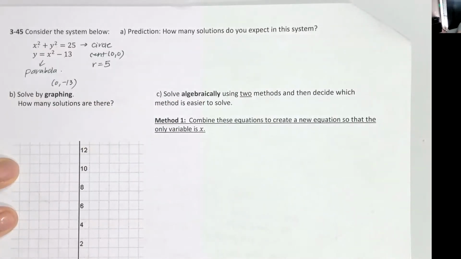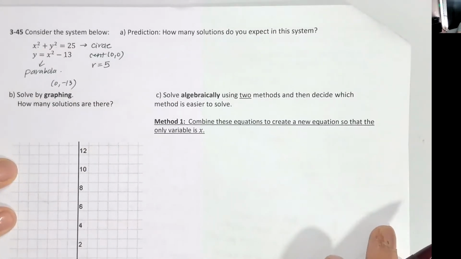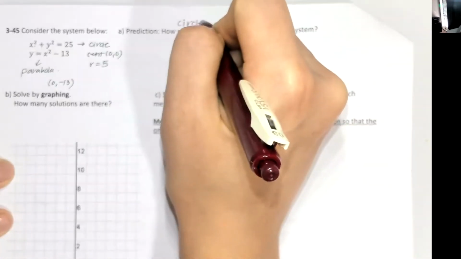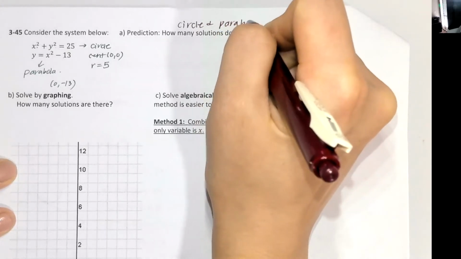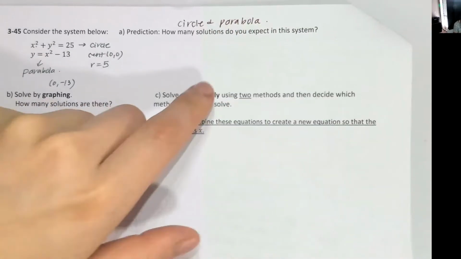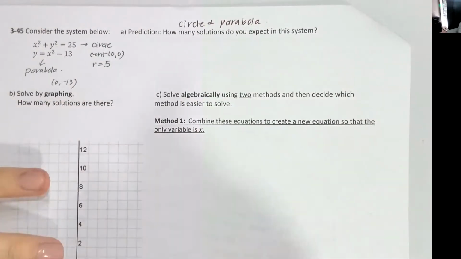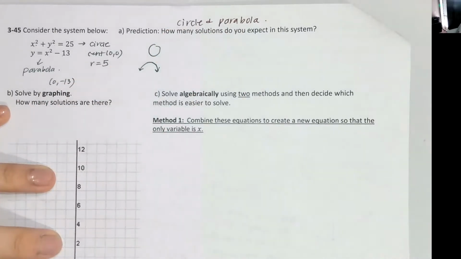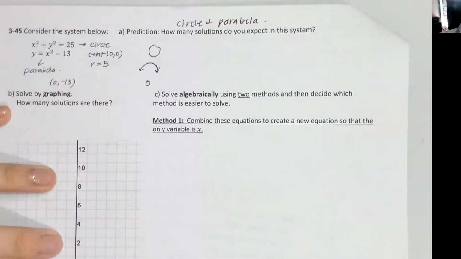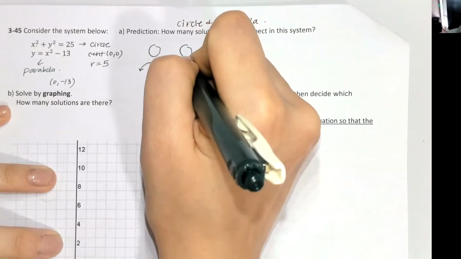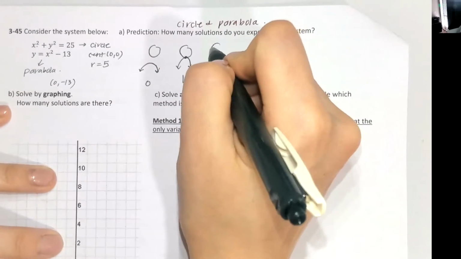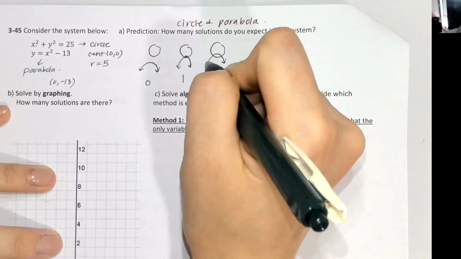So let's see here. How many possible solutions can you have with a circle and parabola? If you weren't able to make any predictions, but if you have an idea now, feel free to do so. How many possible solutions can you have with a circle and a parabola? This is 0 solutions. You could also have a circle and a parabola intersecting only once. 1 solution. Can we have them intersecting twice? Yes. 2 solutions.